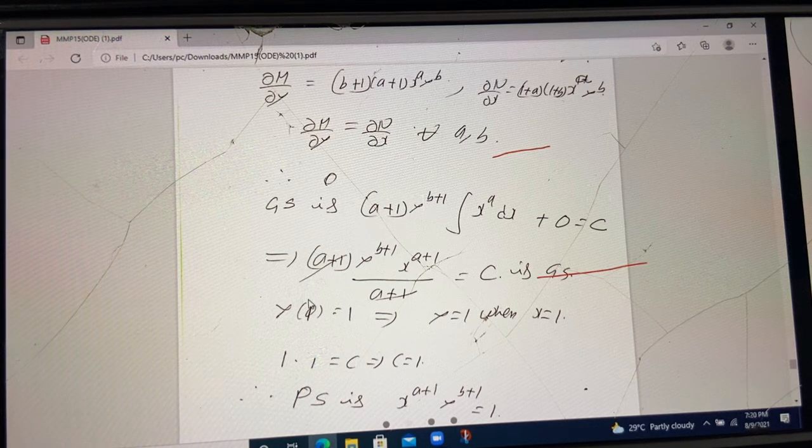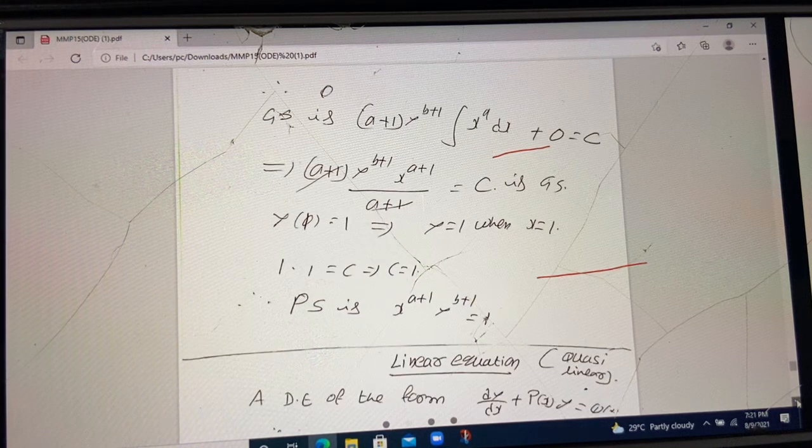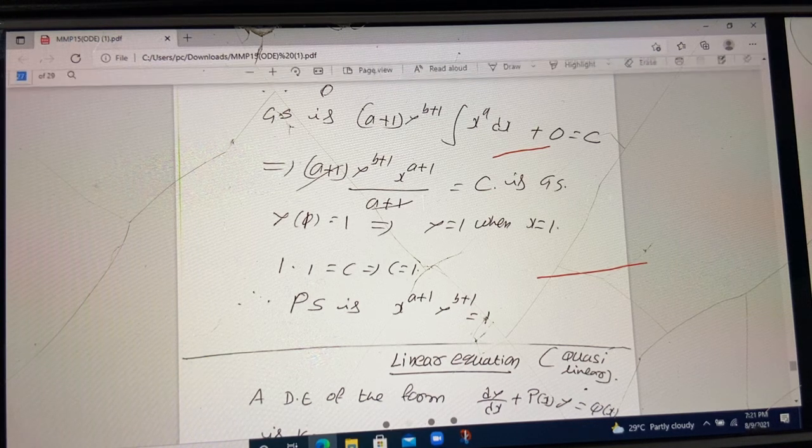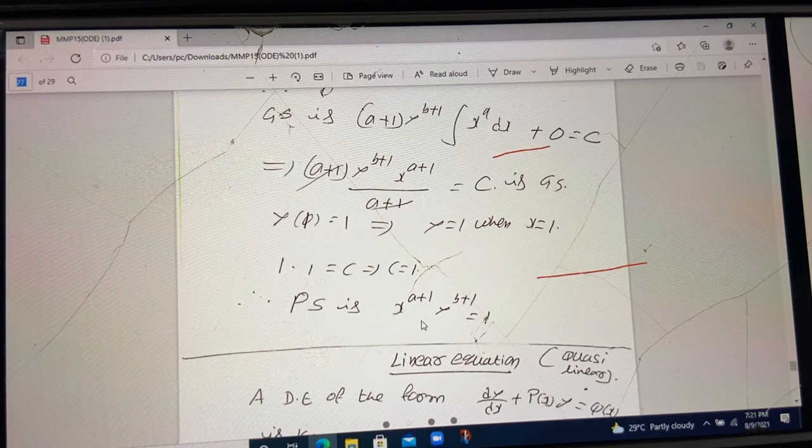Now y of 1 is 1, means y is 1 when x is 1. So y is 1 when x is 1, and the constant becomes C. So y is 1, x is 1, so C becomes 1. Substitute back, you get x power a plus 1, y power b plus 1 equal to 1 as the particular solution. So if you are given, find a and b satisfying this, what should be the answer?